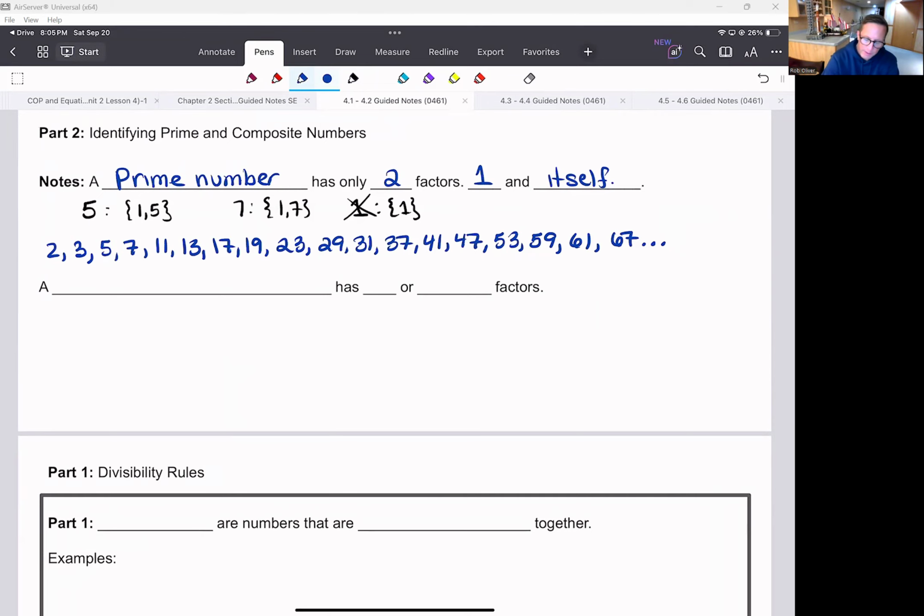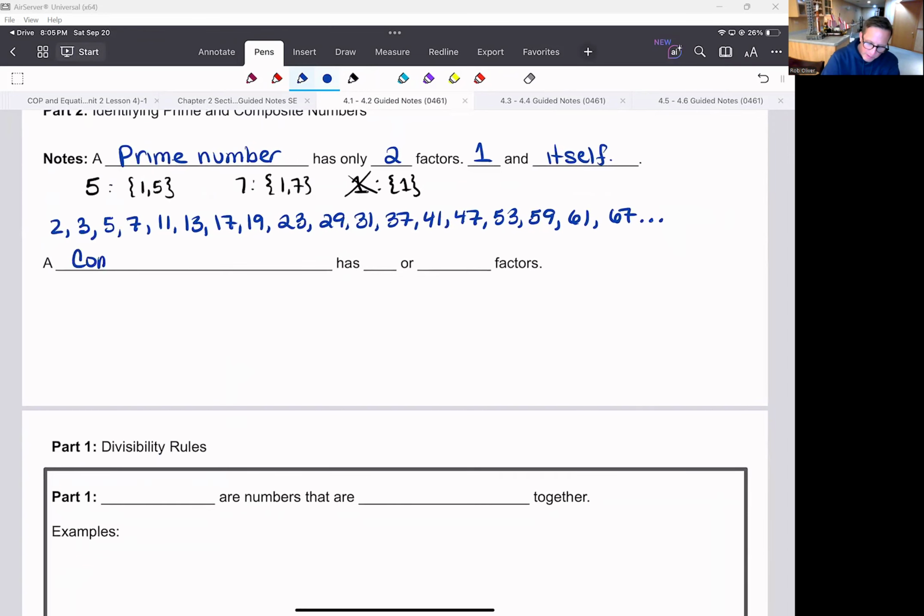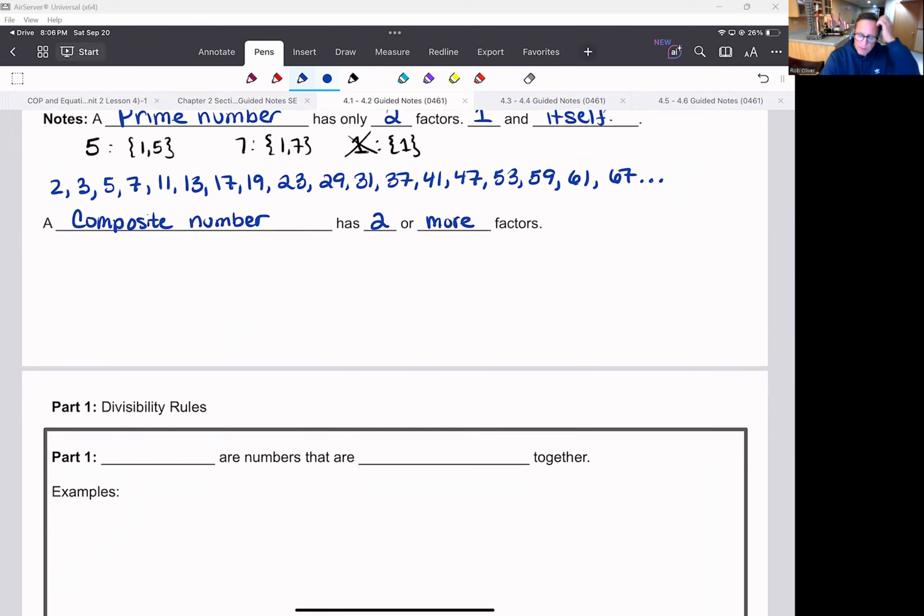Okay. A composite number. If it's not prime, it's composite, most likely. A composite number has 2 or more factors, okay? When I factor numbers, I like to use a T table, where I just set up a T, and if I take 6, for instance, 6 has 1 and itself as a factor pair. I like to start with 1 and then work my way up. So 2 times 3 is a factor pair. So 6 has 4 factors, right?